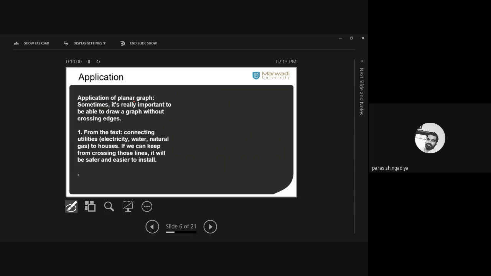Utilities are the electricity, water network, then natural gas. To supply electricity to any of the buildings, any of the houses, sometimes it is required that there is no intersection between any two wires. Therefore we consider a junction at the floor of any building and so on. Clear? So what is the meaning of a junction? What is the importance of a junction?